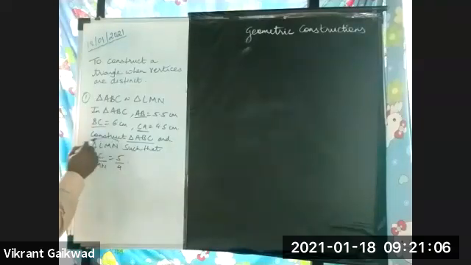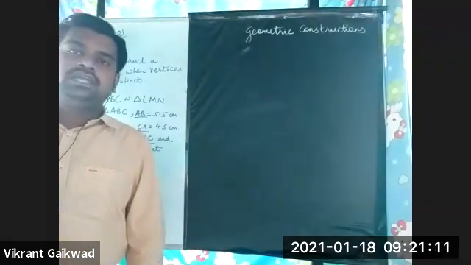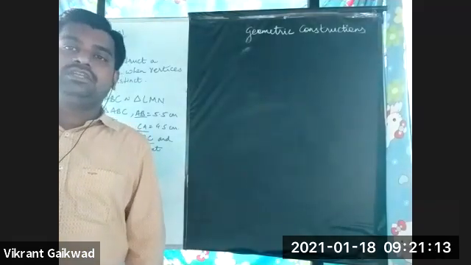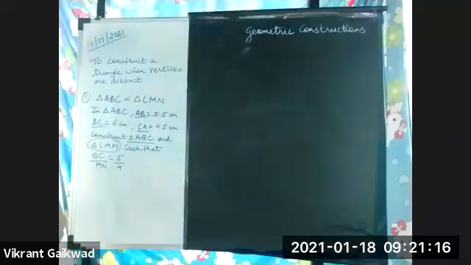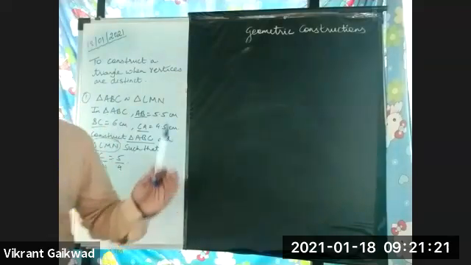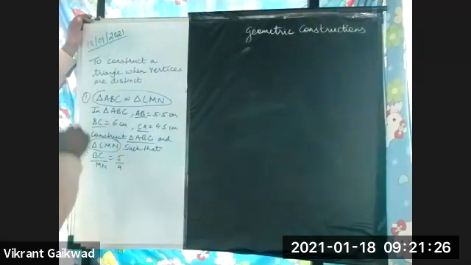But for construction of triangle LMN, you need to find out all these sides. So what you're going to do is find each side of triangle LMN from this given information. The triangle ABC is similar to triangle LMN. So when the triangles are similar, what happens to their corresponding sides? The corresponding sides are in proportion.